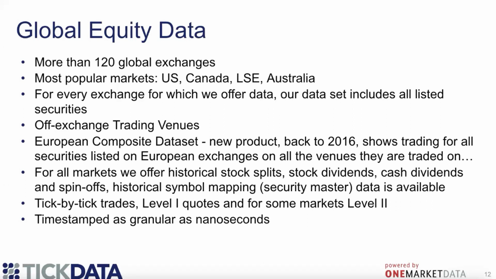For all the markets we offer, as I mentioned, we offer the historical stock splits, stock dividends, cash dividends, and spinoffs. And we can offer the Security Master historical mapping data as well if needed. And this data is available tick by tick, of course, trades, level 1 quotes, and for some markets, level 2. For most markets, we also offer pre-built 1-minute trade bars. And for US, we offer, in addition to the level 1 quotes, which is top of book per exchange, national best bid, best offer, which we calculate, and 1-minute pre-built quote bars for US equities. Timestamps are as granular as nanoseconds, basically between milliseconds and nanoseconds, depending on the market.